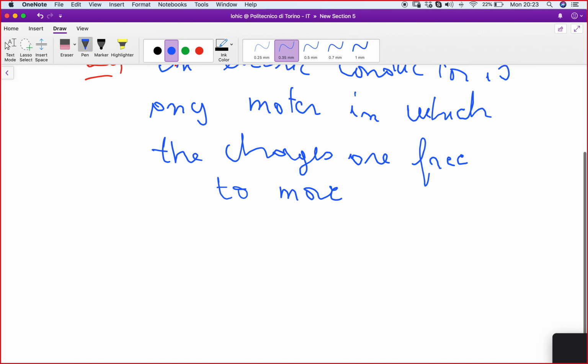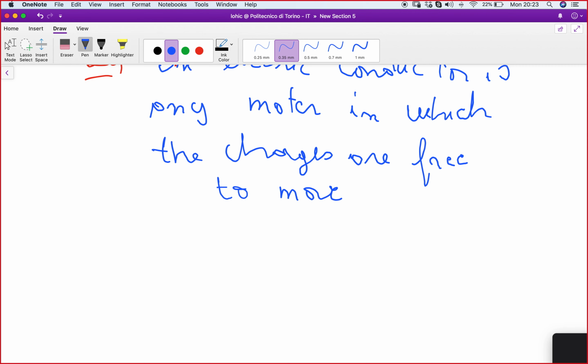As we will see in the next lecture, there are electric conductors and there are dielectrics. In the dielectrics we will see that the charges are not free to move. So this is the main difference between electric conductors and dielectrics.